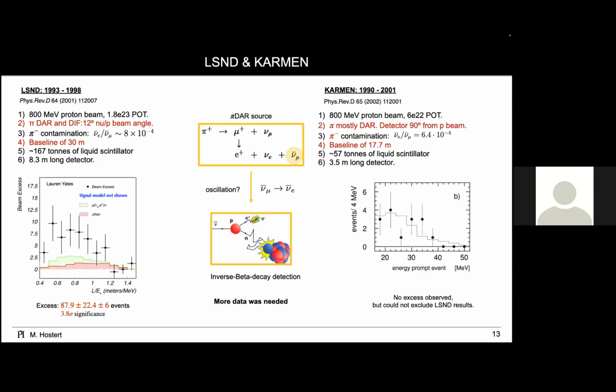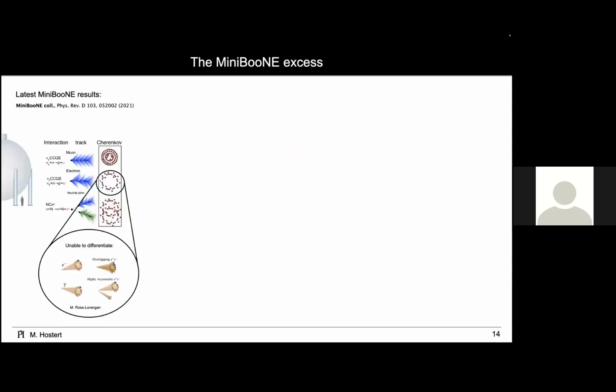Around the same time and contemporary to LSND, there was another experiment called KARMEN. It was a very similar setup. I show you the main differences in red at the top. But the overall conclusion is that KARMEN did not have as much statistics, as much exposure. So it could not exclude the oscillations seen by LSND. A couple of curious facts are that LSND is more or less along the proton beam, there's a 12-degree angle, while KARMEN is completely 90 degrees with respect to the proton beam. That's one thing to keep in mind. So clearly more data was needed.